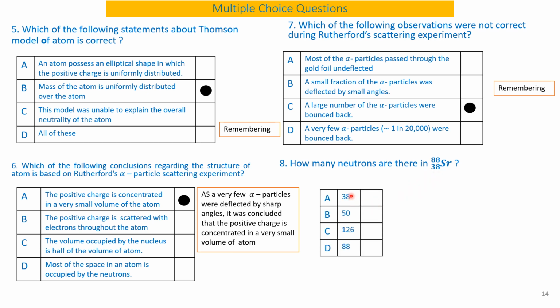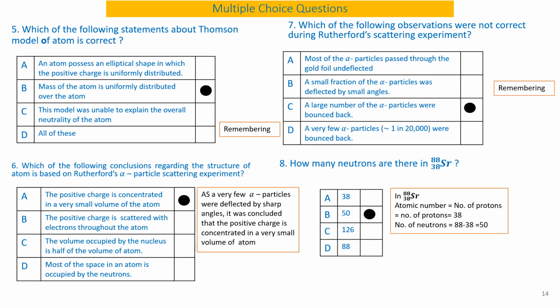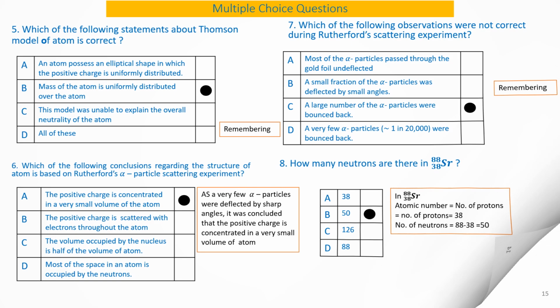How many neutrons are there in 88Sr38? Four options are there: 38, 50, 126 and 88. In 88Sr38, the atomic number is equal to the number of protons. So here the number of protons is equal to 38. So the number of neutrons will be 88 minus 38, that is equal to 50. So option B is the correct answer. Please mark it. Next question.